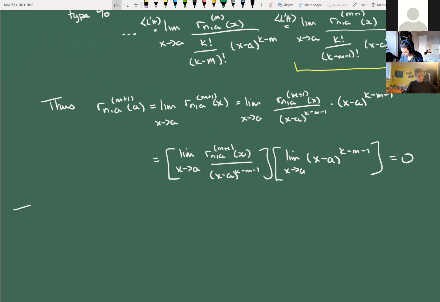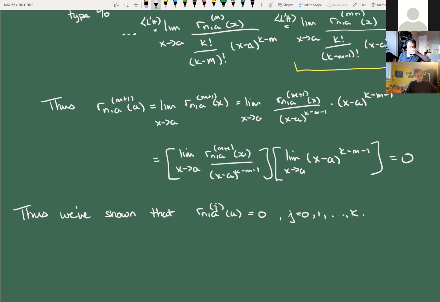So we've now proven the result that we wanted to show. Thus, we've shown that R_{n,a}^{(j)}(a) is equal to 0 for j equal to 0, 1, all the way up to k, right? Okay, any questions?